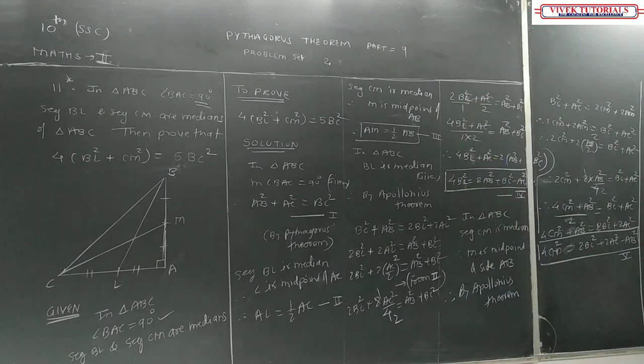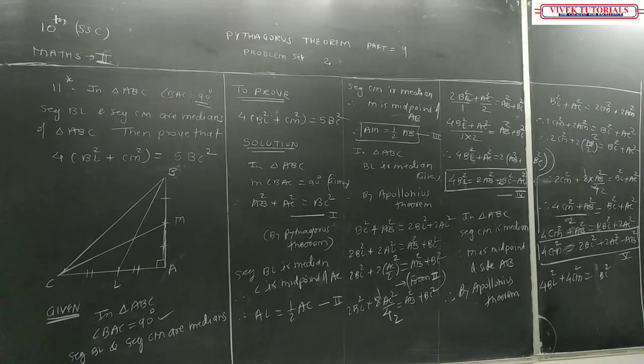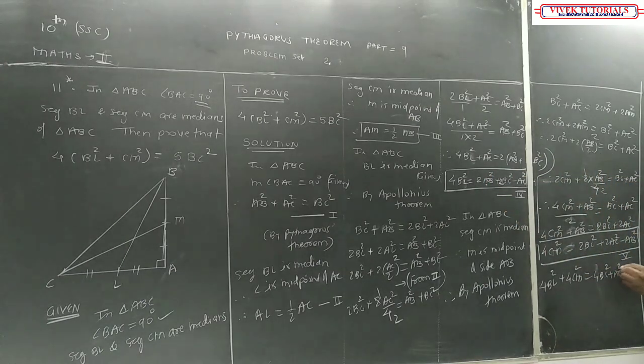So, what I can write is 4BL square plus 4CM square is equal to, see, BC square plus BC square is nothing but 2BC square. See, what you got there? 2BC square plus 2BC square is 4BC square. 2AB square minus AB square is nothing but AB square. And 2AC square minus AC square is again AC square.